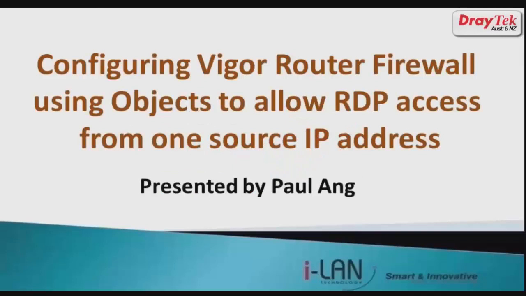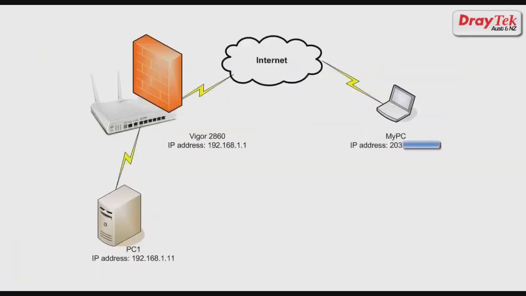Hello everyone. Welcome to Draytek Australia and New Zealand. In this video, we are going to configure Vigor router to only allow RDP access from one source IP using objects. As you can see in the network diagram, only my PC can access PC1 remotely using RDP.